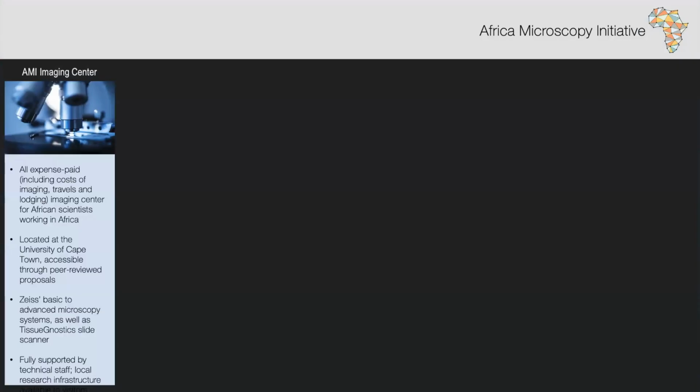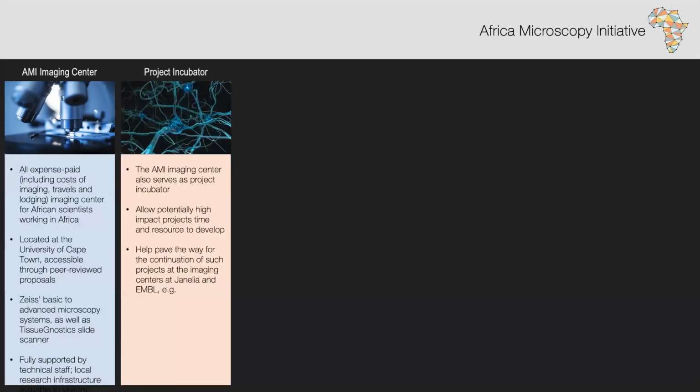And so just to give you an idea of what these 6 different pillars of the Africa Microscopy Initiative are, we started a flagship imaging center in Cape Town, as I've mentioned before. We also think that the same imaging center at the University of Cape Town can serve as a project incubator, so that a lot of the high potential projects from Africa can be given enough resources and enough time to develop, so that they become globally competitive and can go to even more advanced technology available elsewhere in the world, especially in open source imaging centers like Janelia and EMBL.